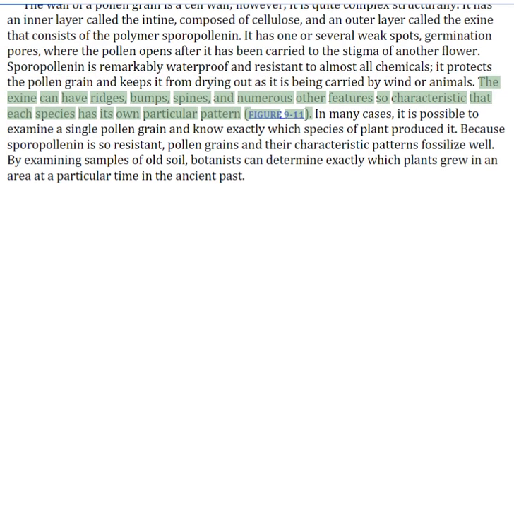The exine can have ridges, bumps, spines, and numerous other features so characteristic that each species has its own particular pattern. In many cases, it is possible to examine a single pollen grain and know exactly which species of plant produced it. Because sporopollenin is so resistant, pollen grains and their characteristic patterns fossilize well. By examining samples of old soil, botanists can determine exactly which plants grew in an area at a particular time in the ancient past.